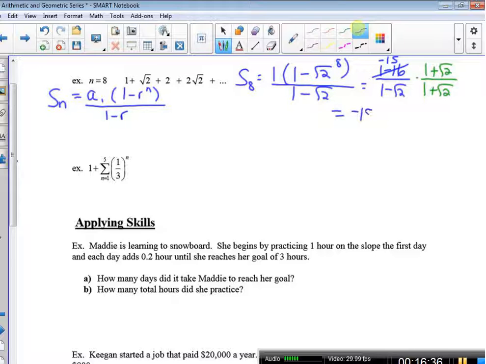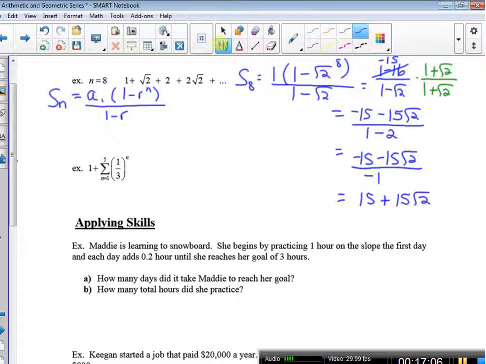So negative 15 times 1 and negative 15 times radical 2 is negative 15 radical 2. And that's all over 1 minus 2 because the outers and the inners cancel. So I get negative 15 minus 15 radical 2 over negative 1. And all those negatives can be divided out, so it really turns into just 15 plus 15 radical 2. If you used your calculator, the decimal for that is like 36.2132 dot, dot, dot. That is what 15 plus 15 radical 2 is equal to.